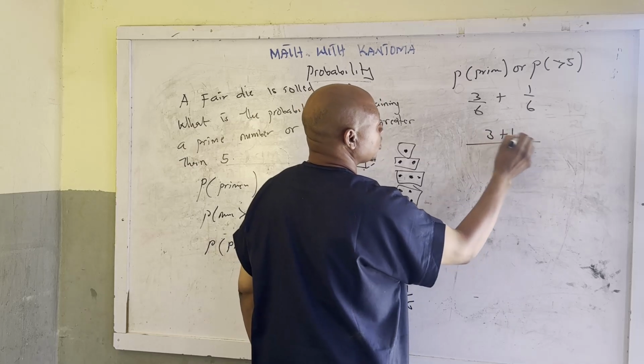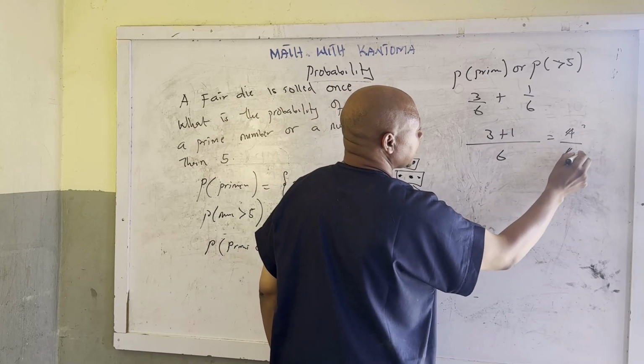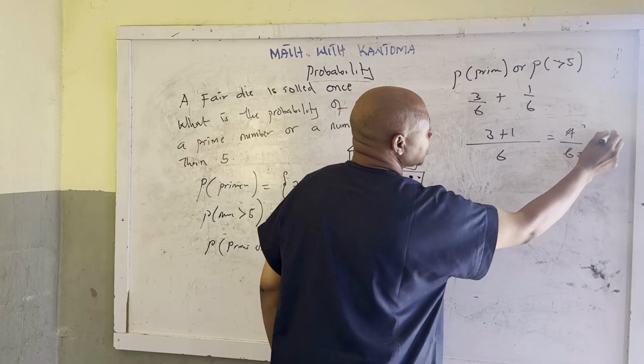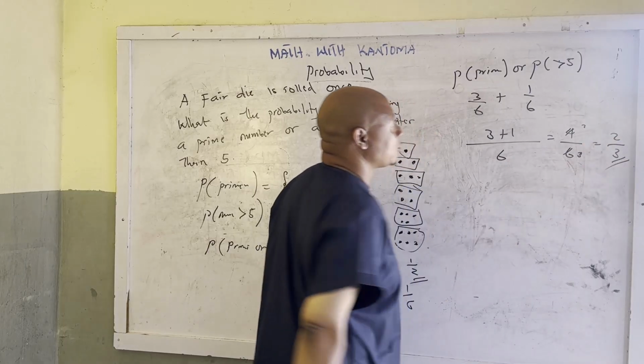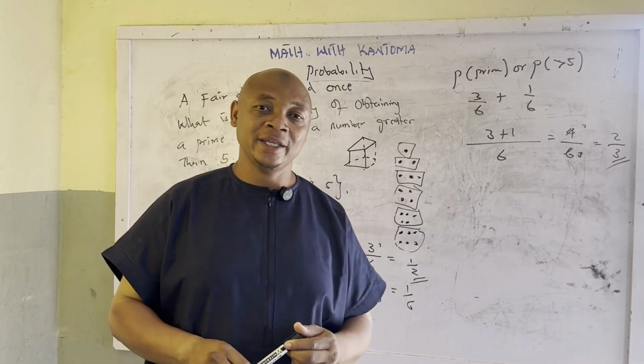This is going to be 3 plus 1. This is going to be 4 over 6. 2 here, 4 here is 2. 4 here, 2 here is 3. So this is 2 over 3, as the probability of picking a prime number or a number greater than 5.